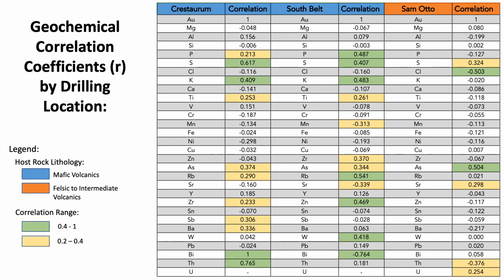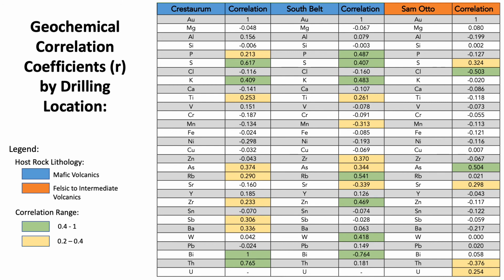Another thing I've done is I have noted correlations that fall between 0.2 and 0.4 with yellow. And I've noted correlations that fall between 0.4 and 1 with green. So there's two geochemical trends that are shared across all three locations. The first correlation is with sulfur. Sulfur has a strong correlation to gold in Crestaurum and South Belt, and it also has a moderate correlation with gold in the Sam Otto area.